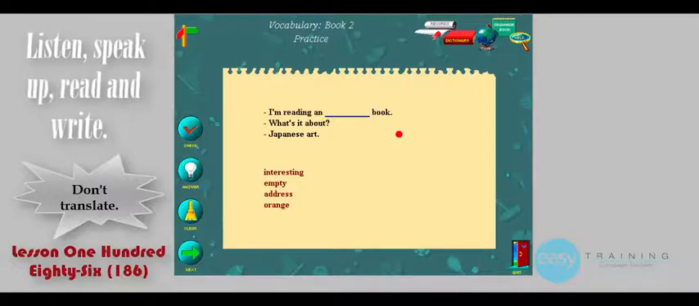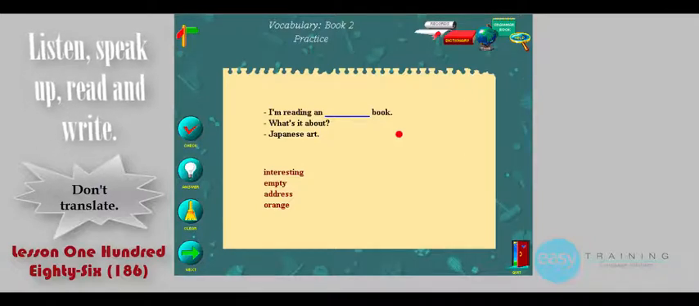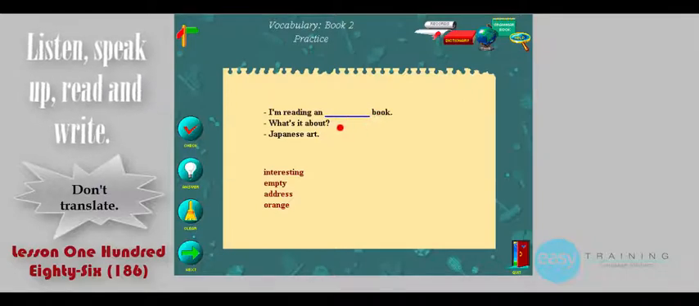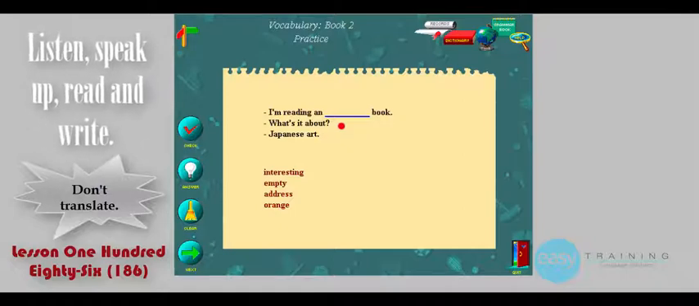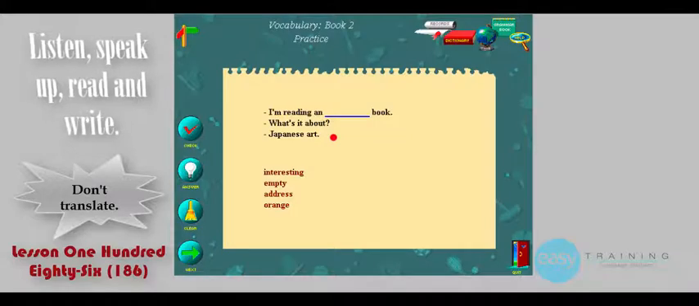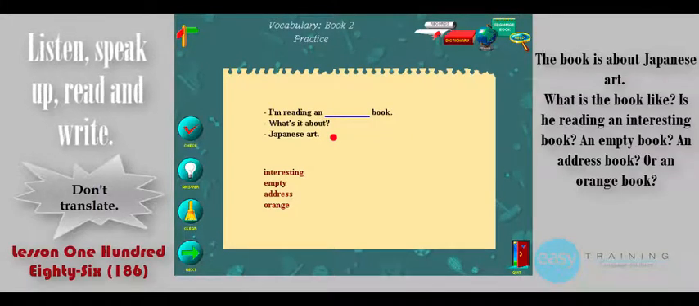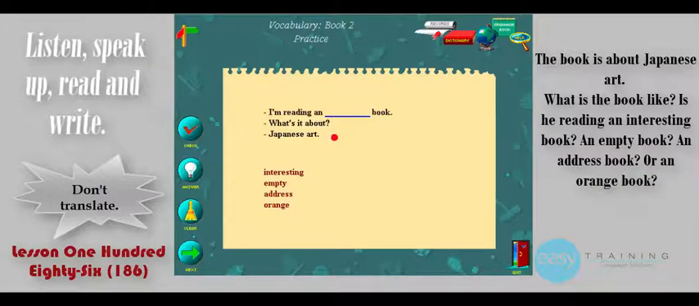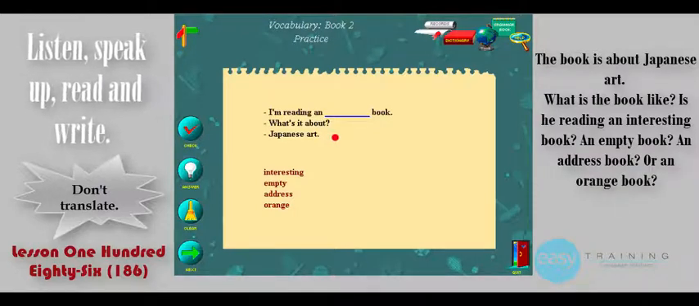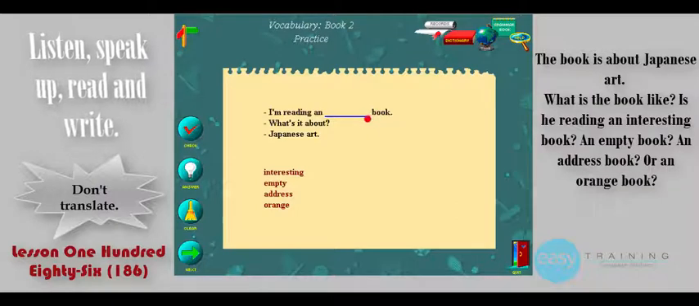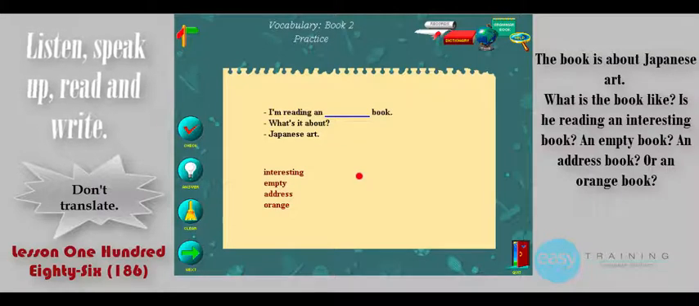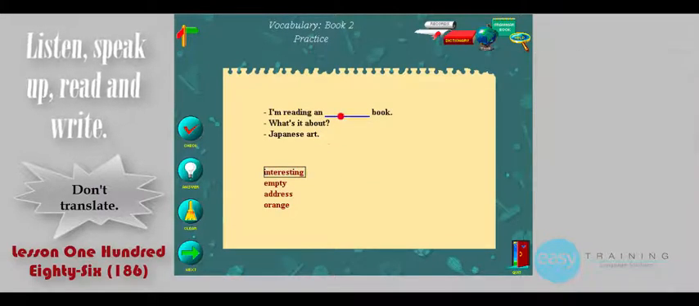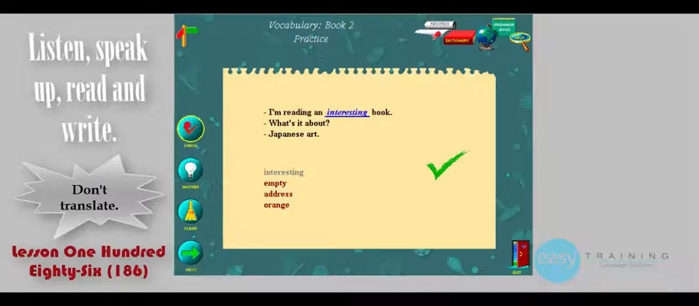Here is a new conversation. Someone says, "I'm reading an blank book." The other person asks, "What's it about? What's this book about?" Japanese art. The book is about Japanese art. What is the book like? Is he reading an interesting book, an empty book, an address book, or an orange book? He is reading an interesting book, I guess.